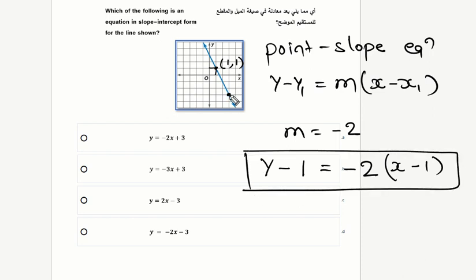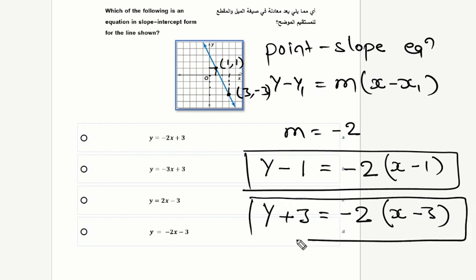Now if you select this point here, how much is x? 0, 1, 2, 3. x is 3. How much is y? 0, minus 1, minus 2, minus 3. So when you move to the right, it is positive. When you move to the left, it is negative. When you move up, it is positive. When you move down, it is negative. For this point, the point slope equation will be y plus 3 equals minus 2 times x minus 3. That will be the equation.